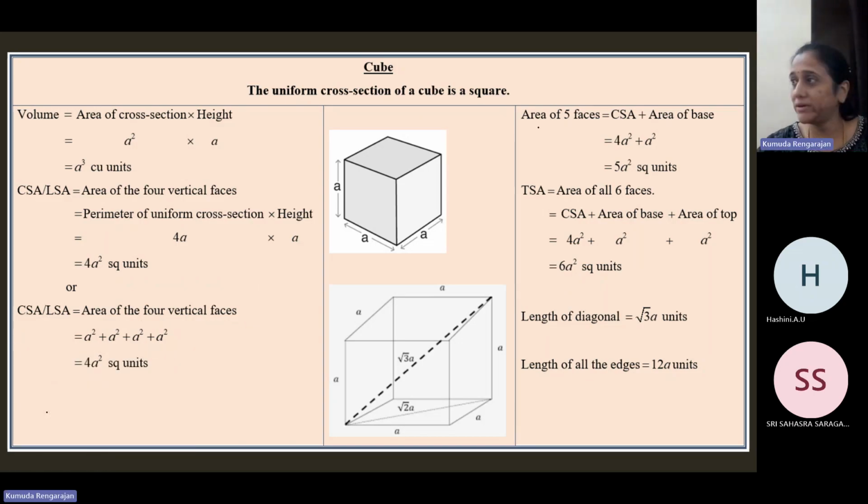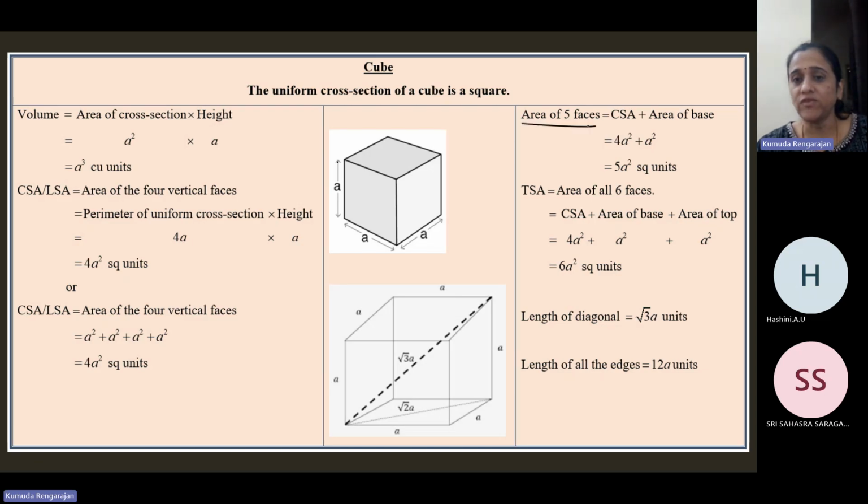Now, in the case of a cubical room, we don't paint the floor, right? Do we paint the floor? No. The floor is tiled, or maybe something like this is done, but it's not painted. Like what you do with the walls, you don't do the same with the floor, right?